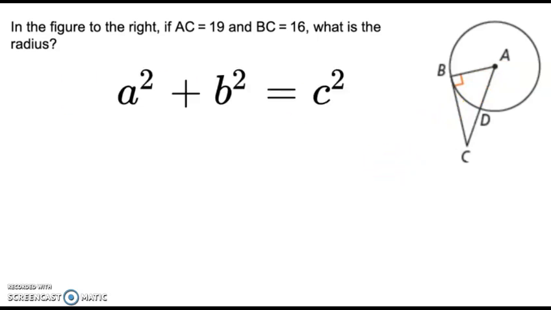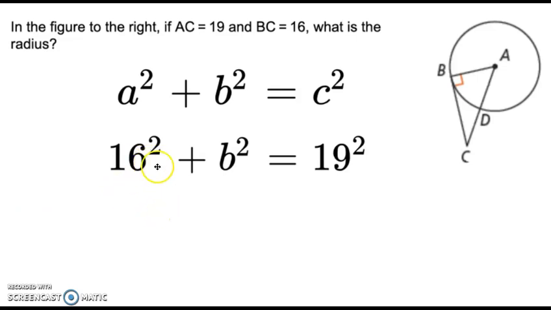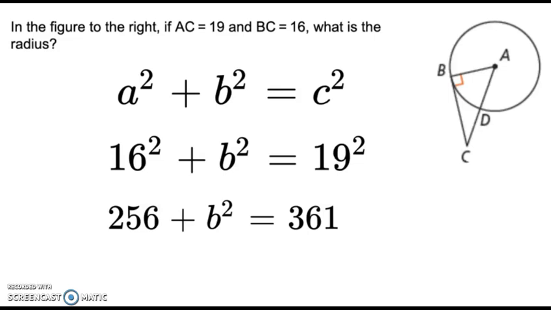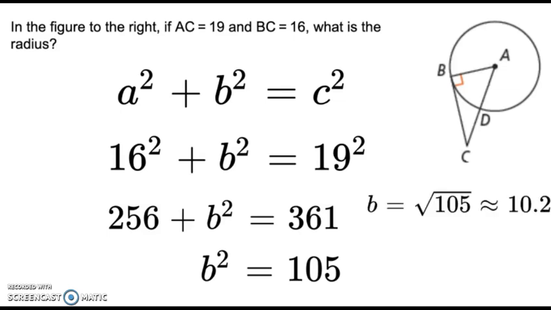So a squared plus b squared equals c squared. The hypotenuse is going to be AC, so that's 19. So 16 squared plus b squared equals 19 squared. Square them out, and then subtract. You get b squared equals 105. Then take the square root of both sides, and you get approximately 10.2.